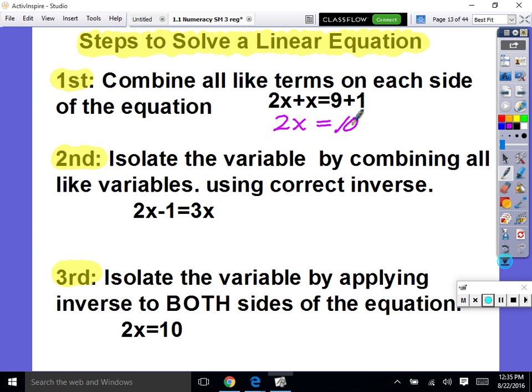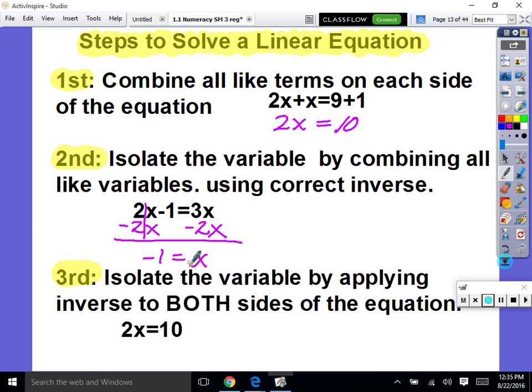Second step, isolate the variable by combining all like variables. Now you can't just, so looking at this, guys, 2x minus 1 is equal to 3x. Do you see how we have 2 x's? You don't just magically float the x's together. You can't do that. You have to use inverses to combine those x's. So look, we have a positive 2x, right? We're going to apply the inverse, meaning we're going to subtract 2x from both sides of the equation to combine our x's. Now look, technically that becomes 0, right? So -1 is equal to 1x, right? Everybody? Just saying, this is really basic.